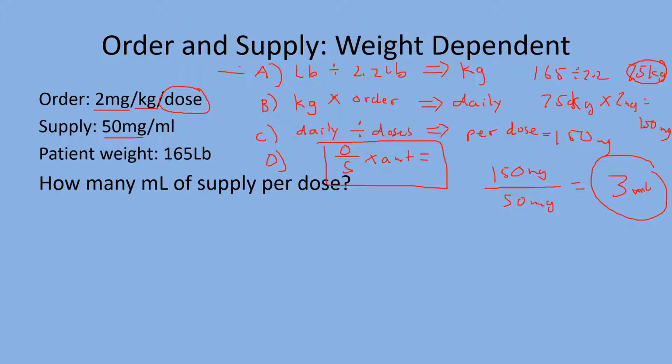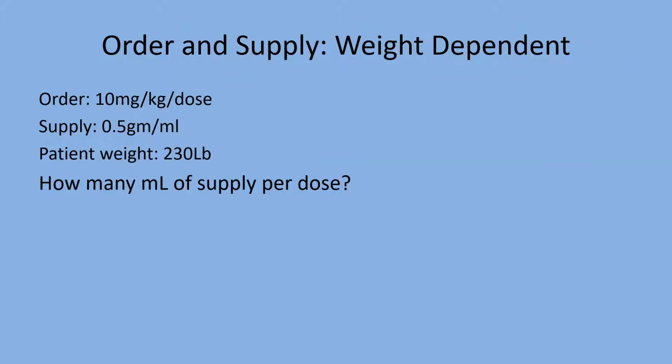So first step, pounds to kilos. Second step, multiply by the order. Third, divide by doses, and then order and supply. All right, kilos. 230 divided by 2.2. What do you get? Let's do 105. Make it easy on ourselves. All right, we got the kilos. 105 kgs. What's our next step? Yep, multiply by the order.